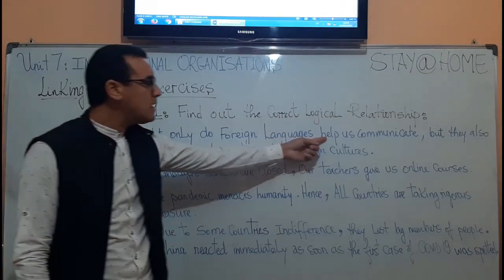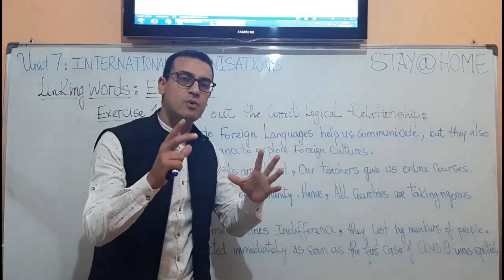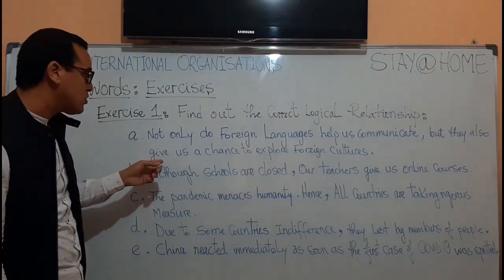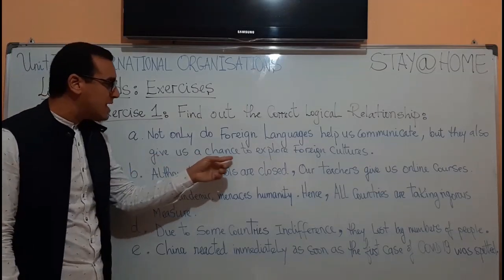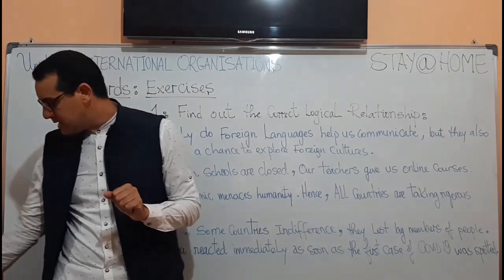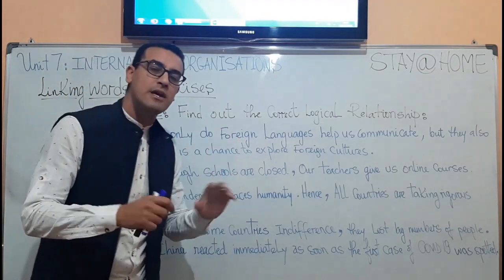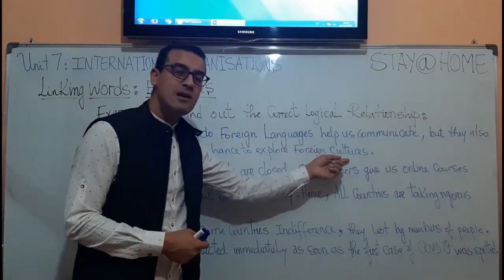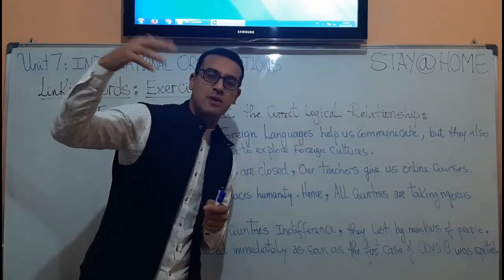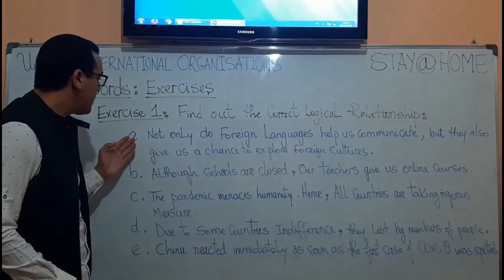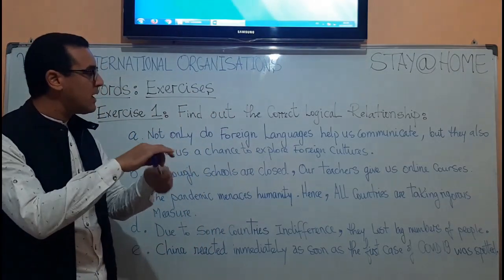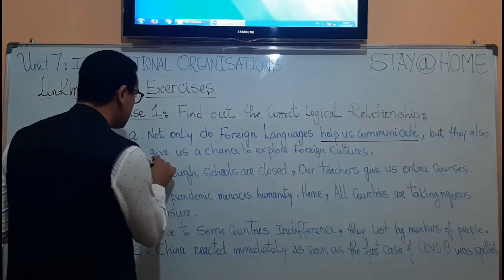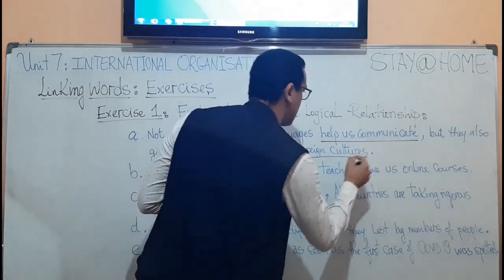Number 1, they help us communicate. Foreign languages help us communicate with foreign people. And here, benefit number 2, they give us a chance to explore foreign cultures. They give us a chance, an opportunity to explore, to discover cultures of other countries, other people. So, in order to link these 2 sentences, we have 2 ideas here. They help us communicate. They give us a chance to explore foreign cultures.